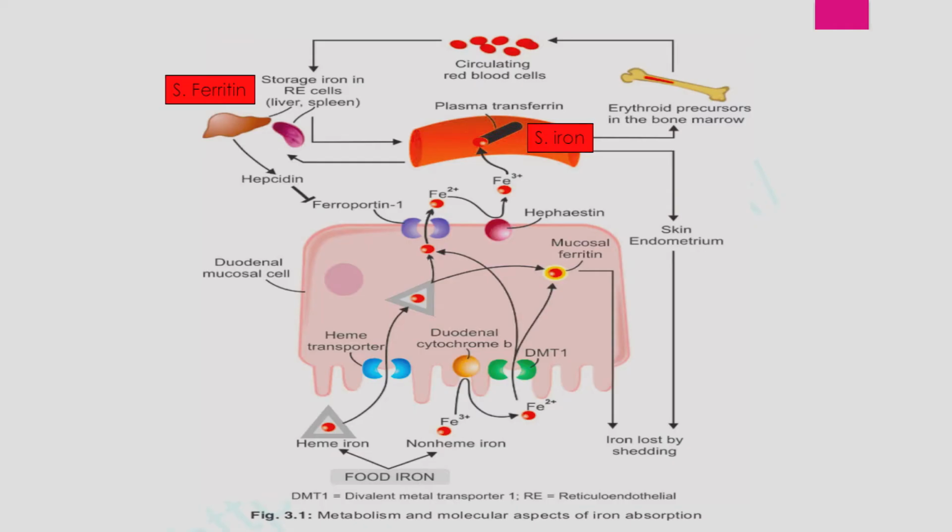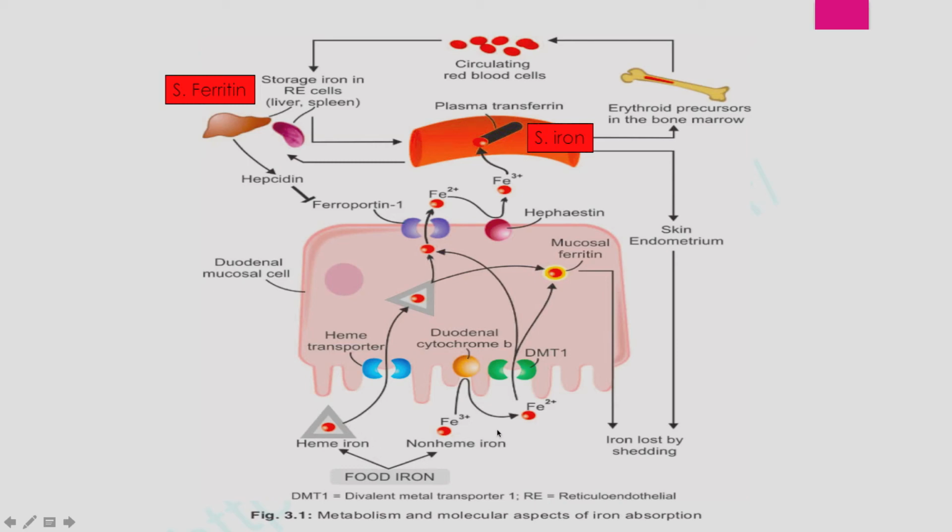Now let us see the iron metabolism in the body. This cell here is a duodenal mucosal cell, which is present in the duodenum. Let us say that this is the duodenum, and this is one cell of the duodenum. This is the duodenal cell, and these are the villi, and inside is the space where the food is present. The food contains two types of iron: heme iron and non-heme iron.